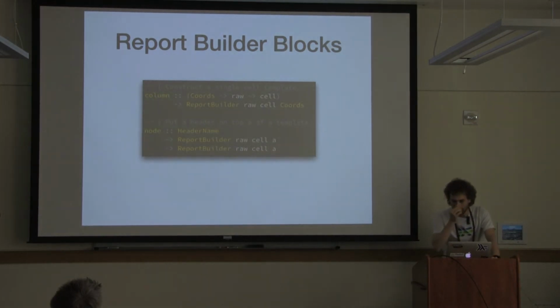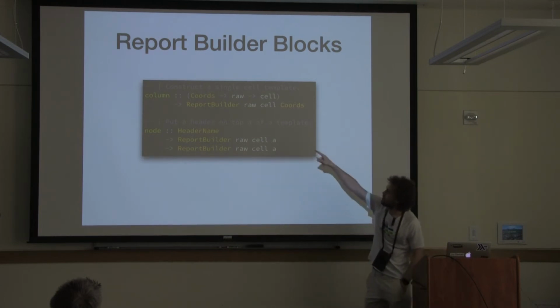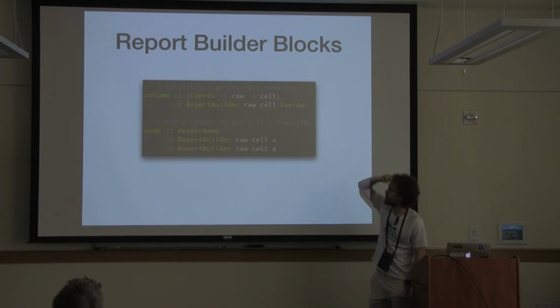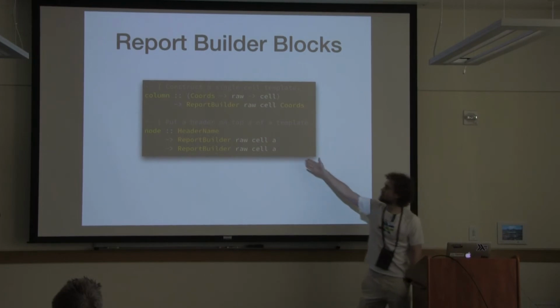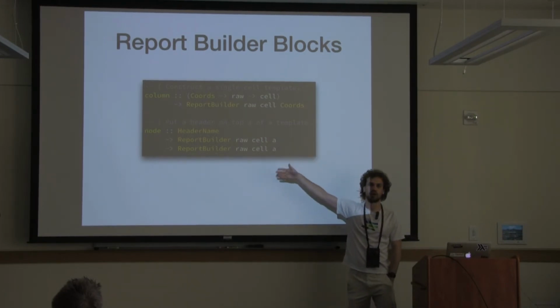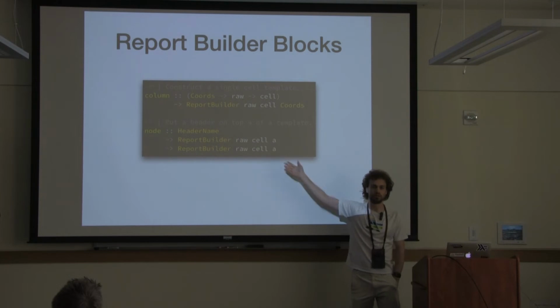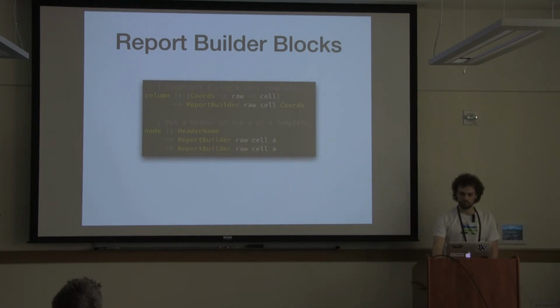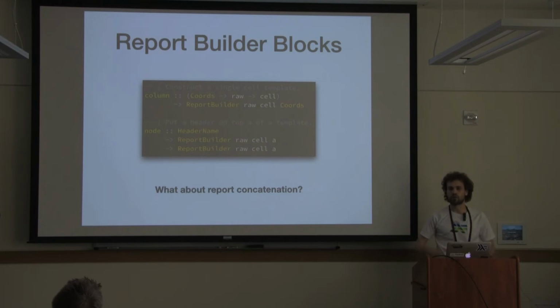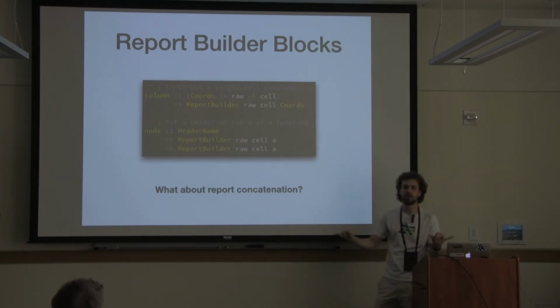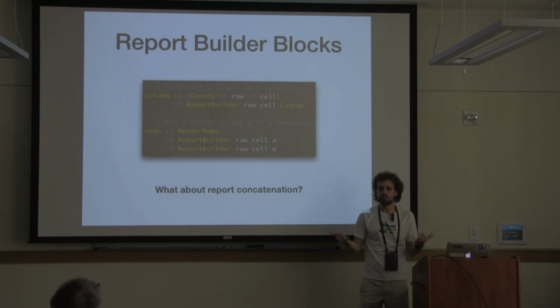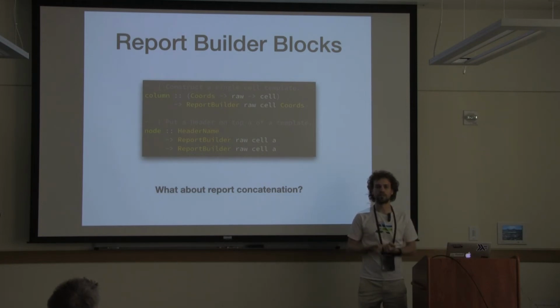Okay. So we update our building blocks now for the report builder. They don't change much. Now we have a function that also takes cell coords. This doesn't change except for the type. Before it was report template, now it's report builder. Okay. So what about report concatenation? Before we used this monoidal operation to concatenate two report templates. Can we do something similar with two report builders? Any ideas?